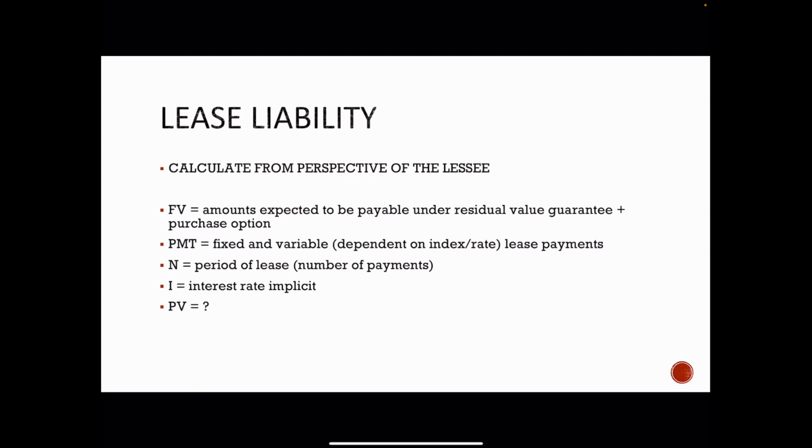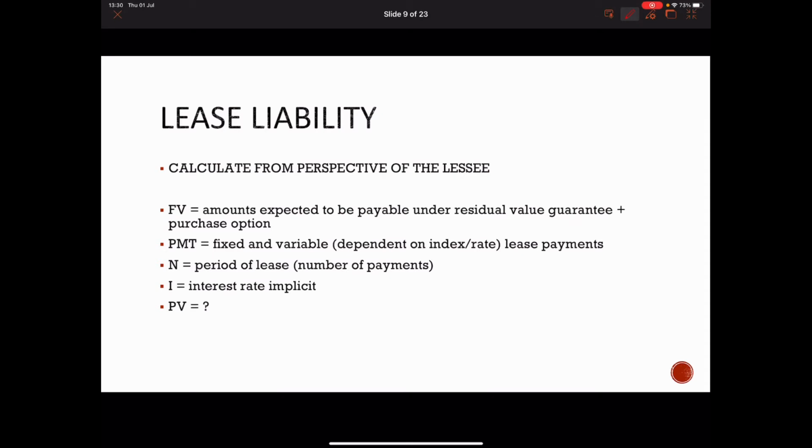The lease liability is calculated from the perspective of the lessee. The future value for your lease liability equals the amounts expected to be payable under the residual value guarantee, plus any purchase option. Let me make this clear. This amount payable under the residual value guarantee is not the residual value guarantee. It's the amount the lessee will pay under the residual value guarantee, which is the difference between the residual value guarantee and the fair value that the lessee estimates.